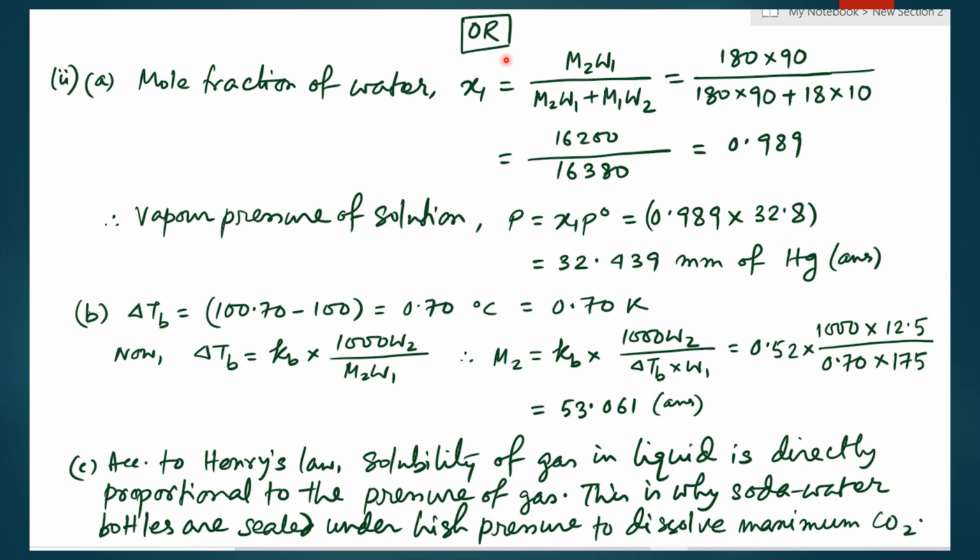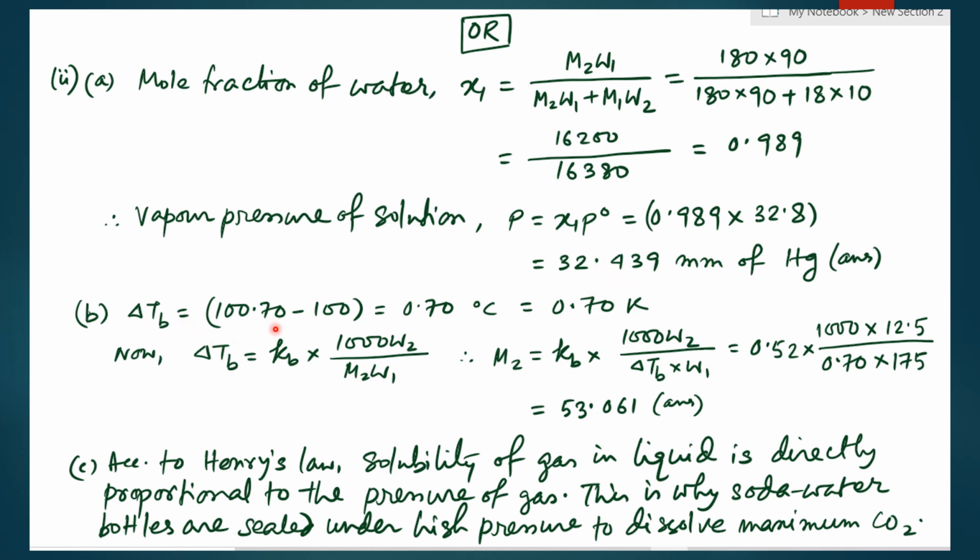For the alternate question there are numericals, so you can use relative lowering of vapor pressure also, but I have used directly the formula that the vapor pressure of a solution containing non-volatile solute is the mole fraction of solvent into the vapor pressure of pure solvent at the same temperature. So first I have found the mole fraction of water, that is the solvent, putting all these values, which are given, and then simply put P equals x1 P naught, and you get the answer 32.439 mm of Hg.